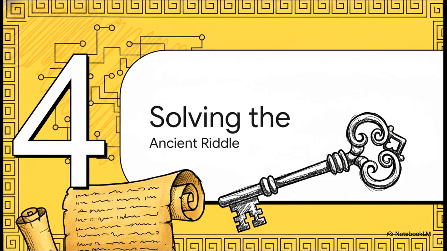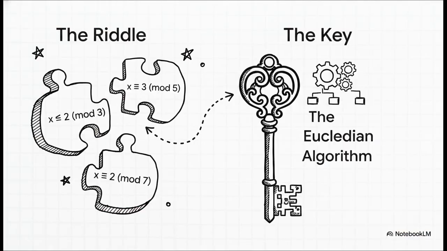Okay, let's bring it all home. We've got our riddle, we've got our 2,000-year-old key from Euclid. It's time to finally solve this thing. So here's our riddle one more time. 3 separate clues, 3 different clock math worlds. There's a method for combining them called the Chinese remainder theorem, and it gives us the recipe. But the key ingredient in that recipe, the modular inverse, was what we were missing. But now we have the Euclidean algorithm to find it.